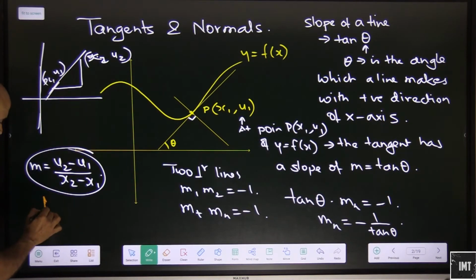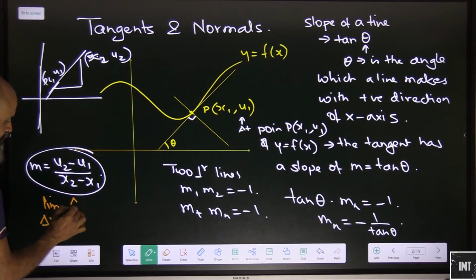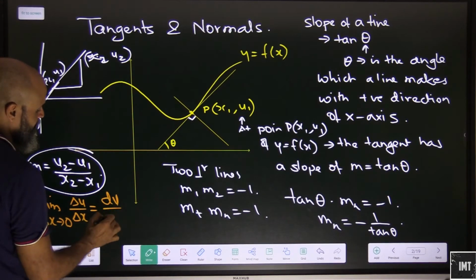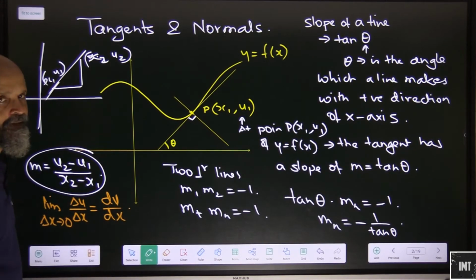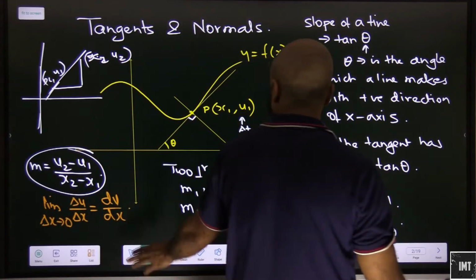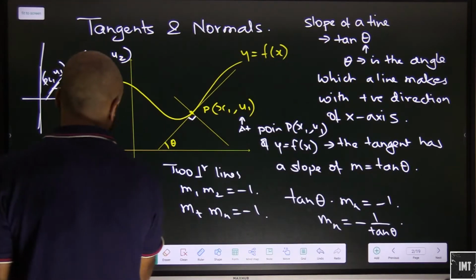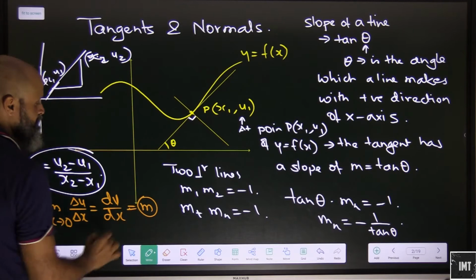Now, if we happen to have a curve, we will have a limiting position, limit delta x approaching 0, delta y by delta x. So this will be dy by dx. Okay, that is called dy by dx, and this is basically the slope.